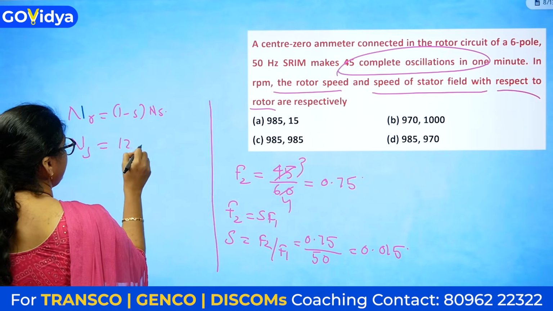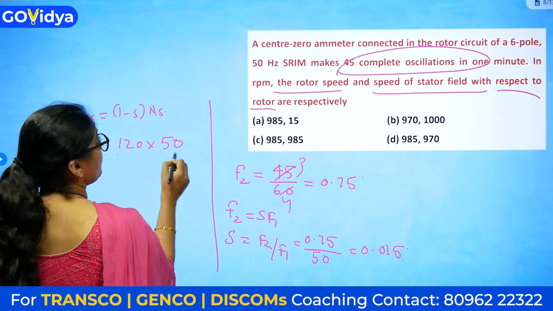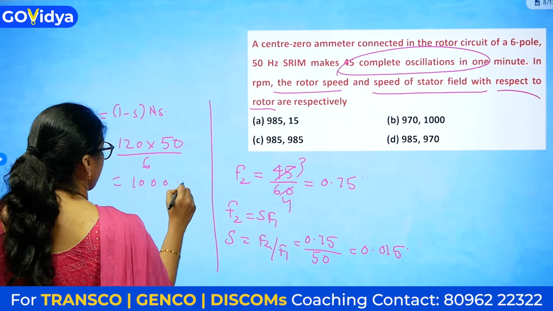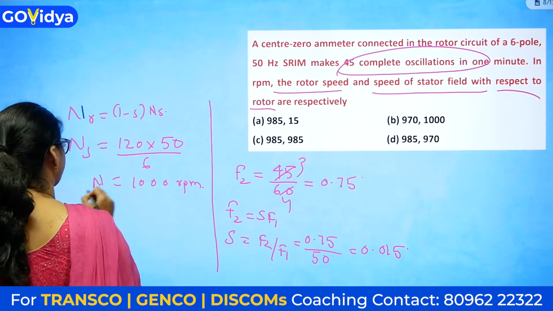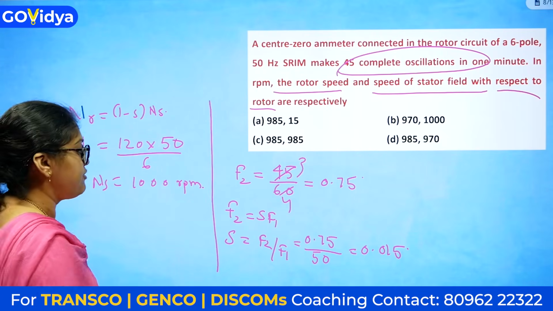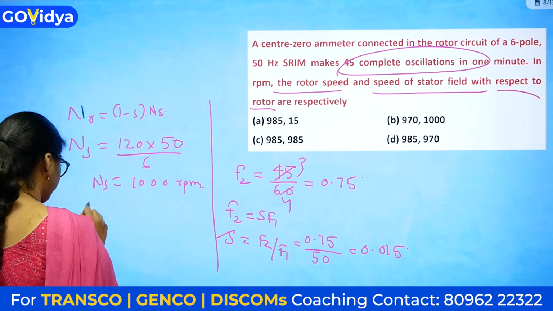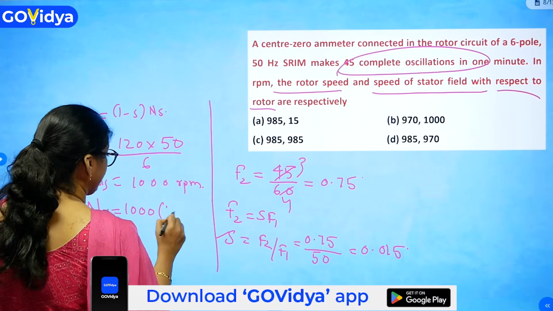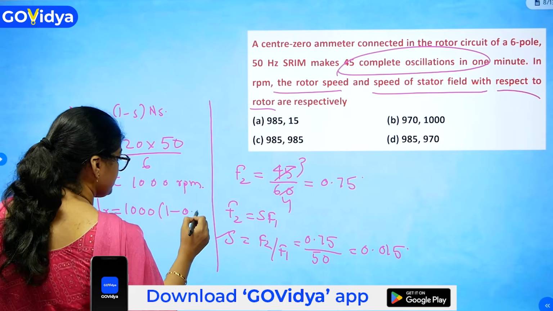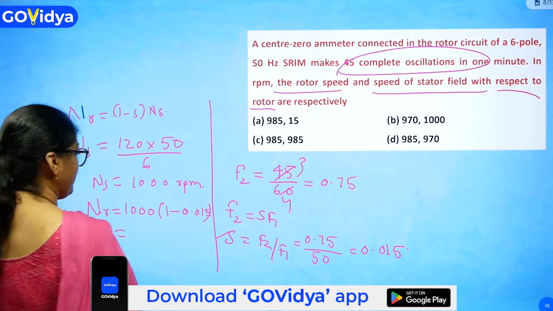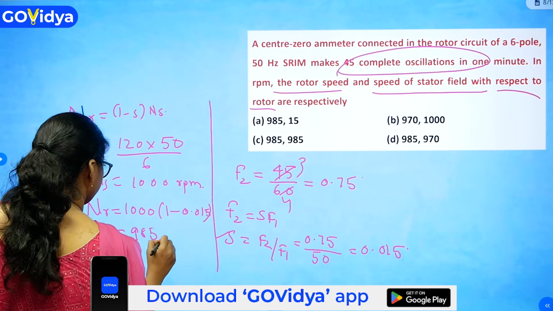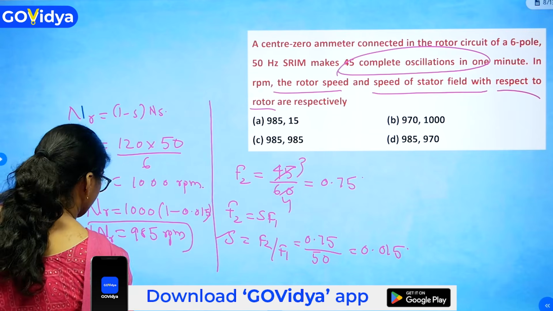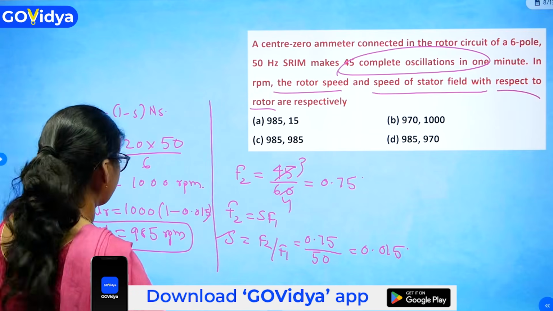Ns is equal to 120 f by P. f is 50, poles are 6. You will get 1000 RPM, Ns. So after getting the synchronous speed and finding the slip, we will find out Nr. Nr is equal to Ns, which is 1000, into 1 minus the slip value, 0.015. You will get around 985 RPM. So the rotor speed we got, the first answer, is 985 RPM.